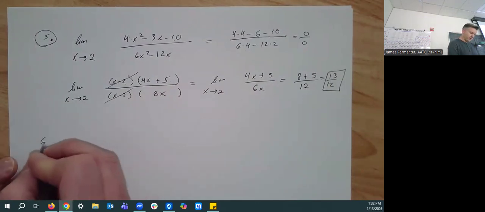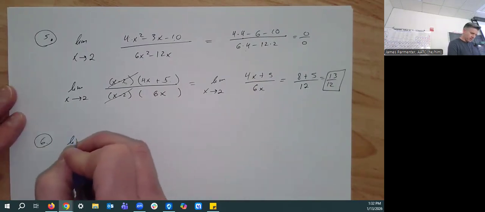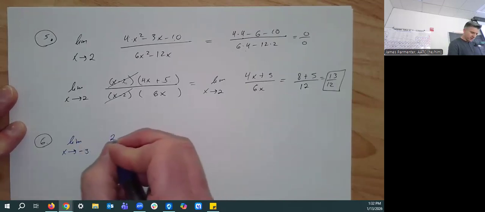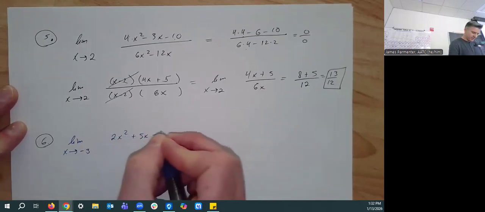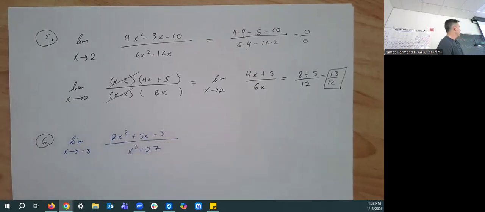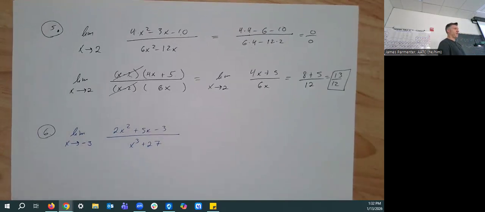One more of these, well, similar to this. Let's try the following. The limit as x approaches negative 3 of 2x squared plus 5x minus 3 over x cubed plus 27. And certainly the bottom is going to be 0 because negative 3 to the third power is negative 27. Let's check what the top is. I hope it is. Otherwise, you have a whole other can of worms you have to deal with. Let's see. 2 times 9 is 18. Minus 15. Nope, that's 0 as well. So it's definitely a 0 over 0 type.